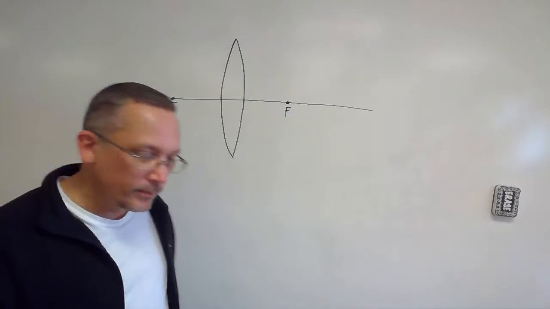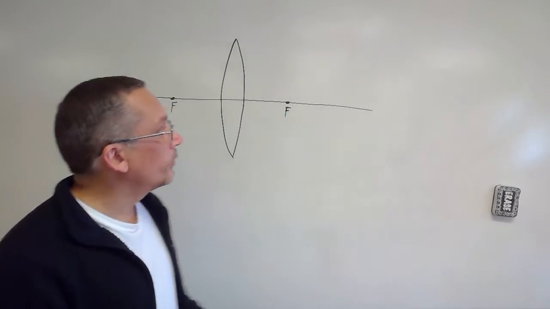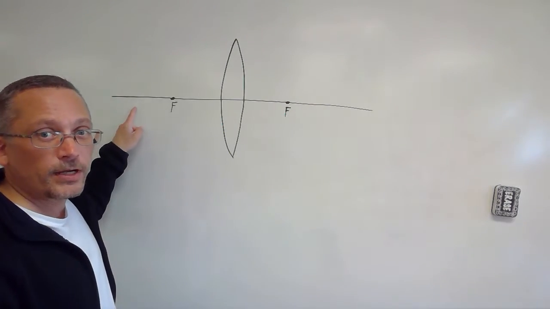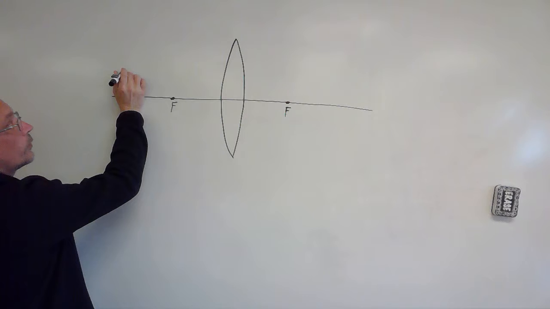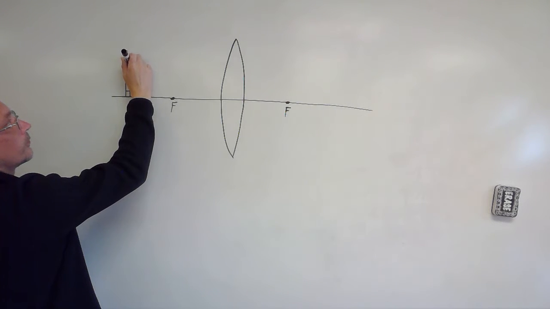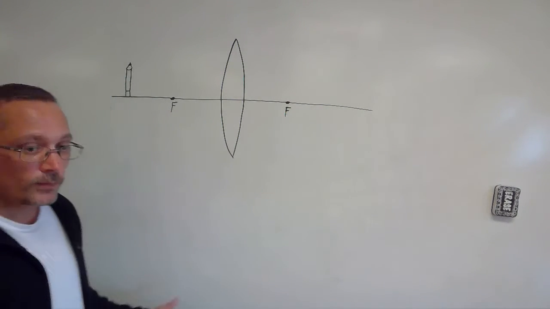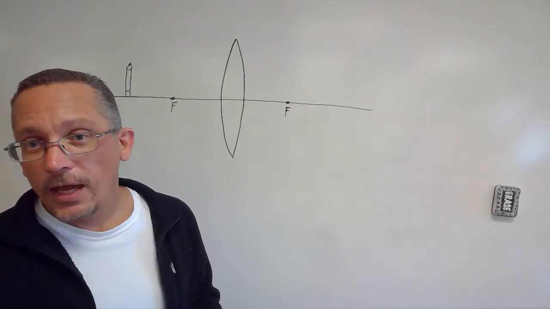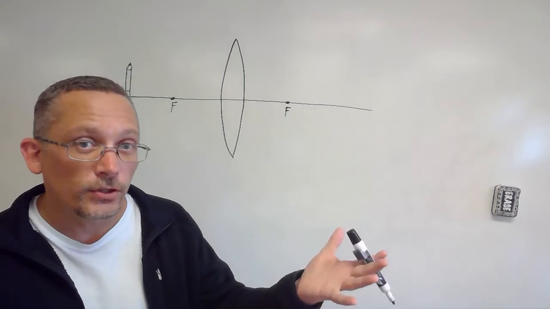Same distance away. Now we need an object that we're looking at through the lens. So let's put a pencil maybe right about here. And again, just like with the mirrors, we're going to draw it so that the bottom sits right on the principal axis. And there's my object. Now let me get a ruler and we're going to draw some rays and see what the image looks like.